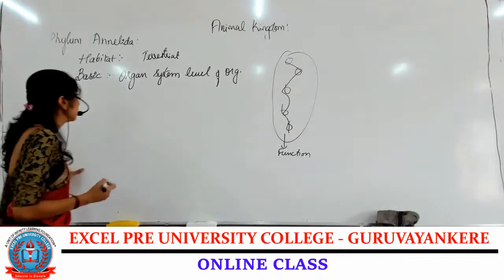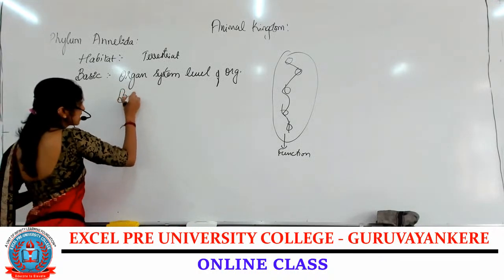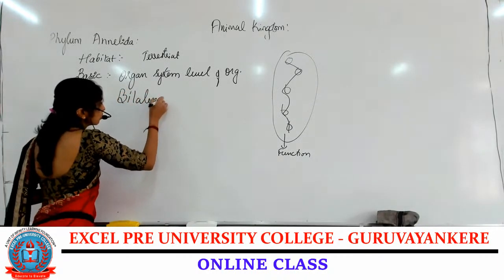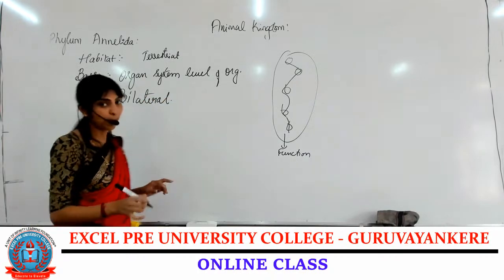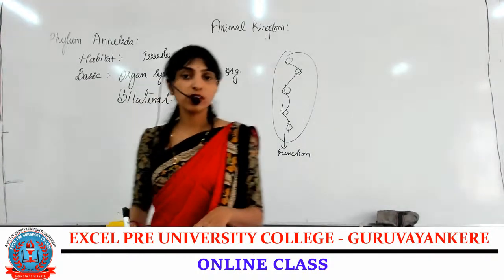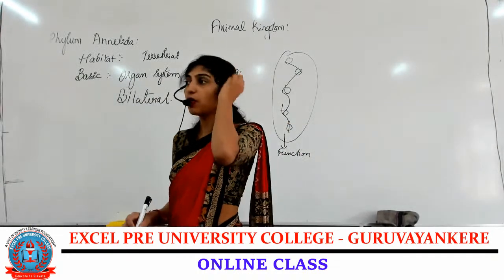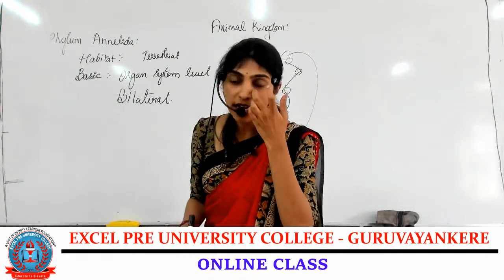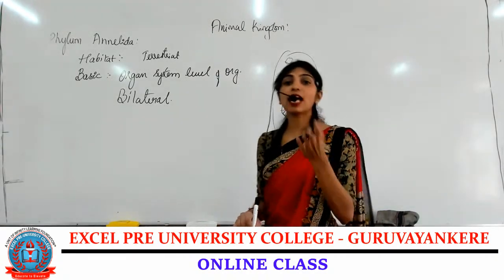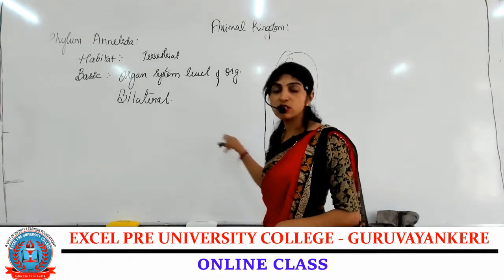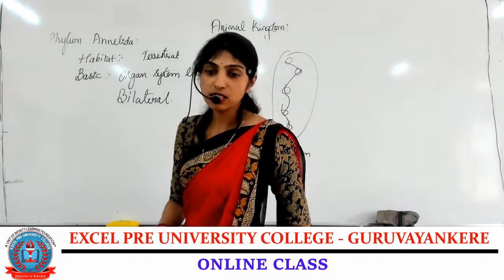Then we have the symmetry, they show bilateral symmetry. What type of symmetry do they show? Bilateral symmetry. That means when we divide an organism along the central axis, we will be dividing it into identical left and right. That type of symmetry is called bilateral symmetry.